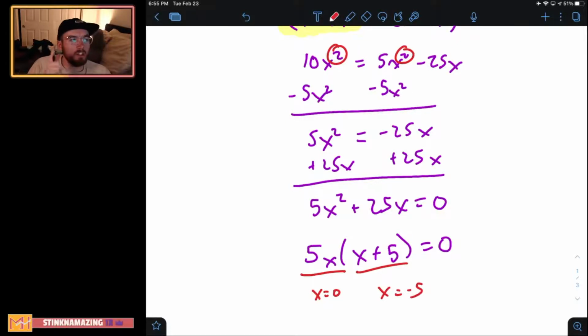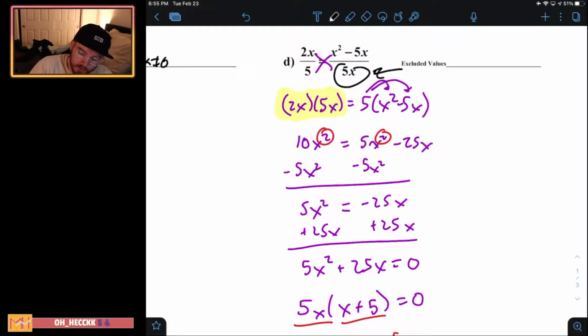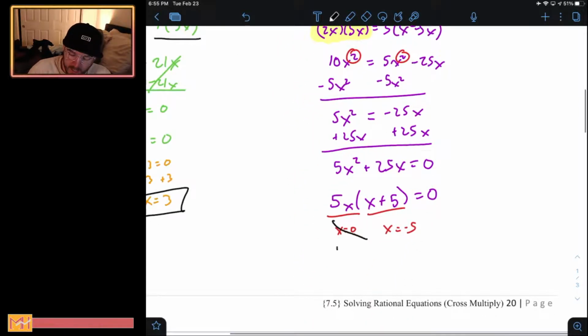But wait, let's go back up and check our excluded values. Once again, we can't plug in 0. x cannot be equal to 0, so that is once again an extraneous solution.